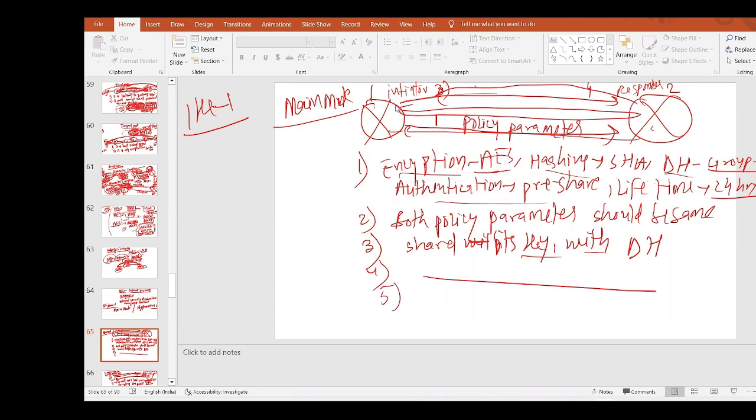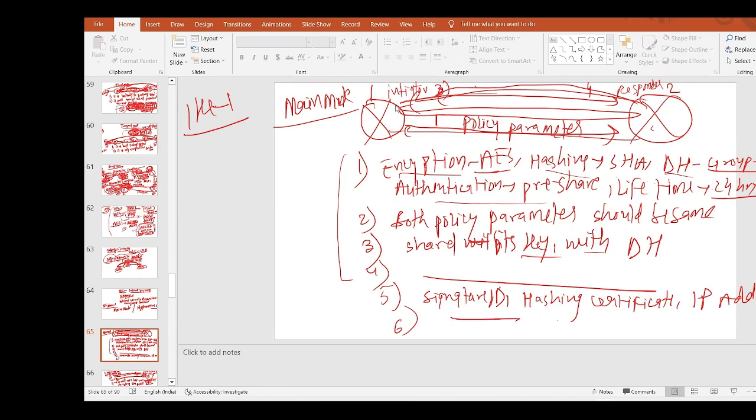Now the fifth packet, guys. Up to packets 1, 2, 3, 4, the packets are plain text. Now that the key has been exchanged, the fifth packet is an encrypted packet. Always remember. In the fifth packet, router 1, the initiator, forwards its signature ID, then hashing certificate, and IP address details. In the sixth packet, the same information, signature ID, hashing certificate, and IP address, is provided by the responder.